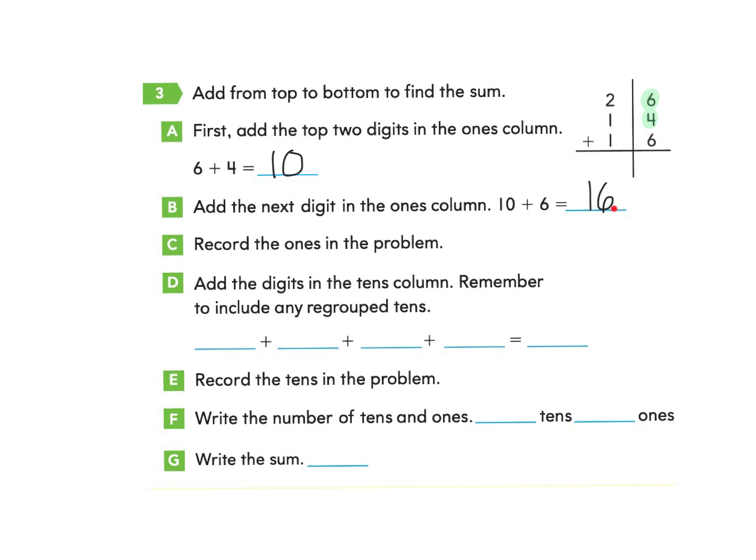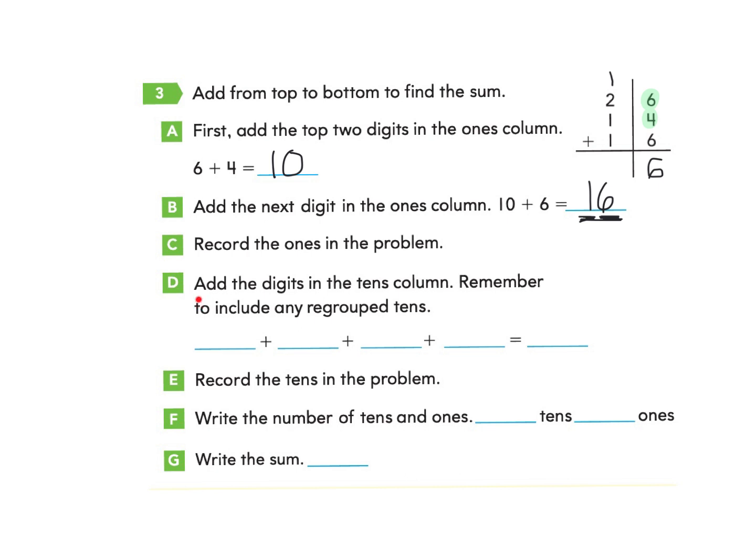Nice job. Now we're going to record the ones in the problem. So we know that this is the ones, the 6, right? So we're going to record that, which means we're going to write it down here. And we're also going to record the tens in this number, which is 1. So we're going to write that group of 10 right here, because we know that 16 is really one group of 10 and 6 ones.